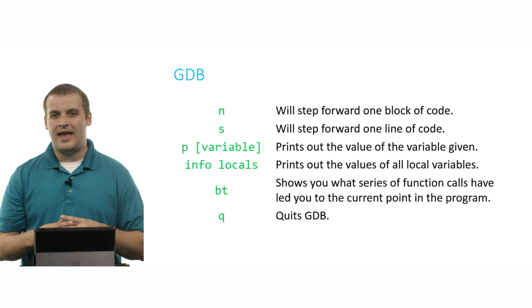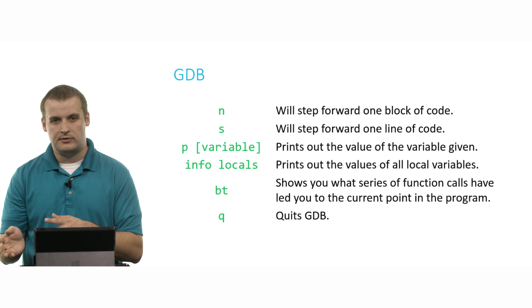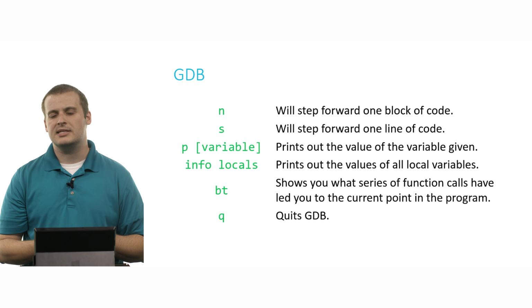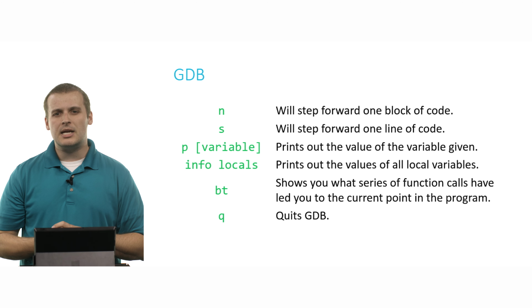If you want to know the values of every local variable accessible from where you currently are in your program, you can type info locals. It's a lot faster than typing P and then whatever, listing out all of the variables that you know exist. You can type info locals, and it will print out everything for you. Next up is BT, which is short for backtrace.